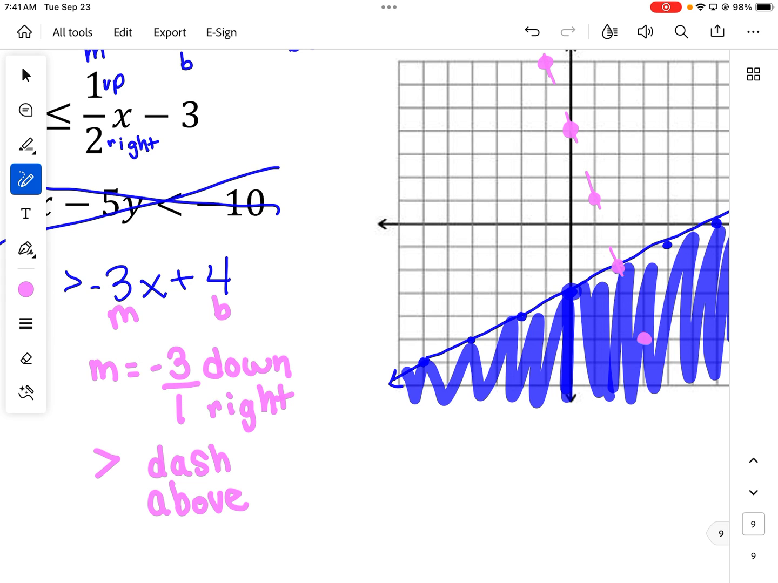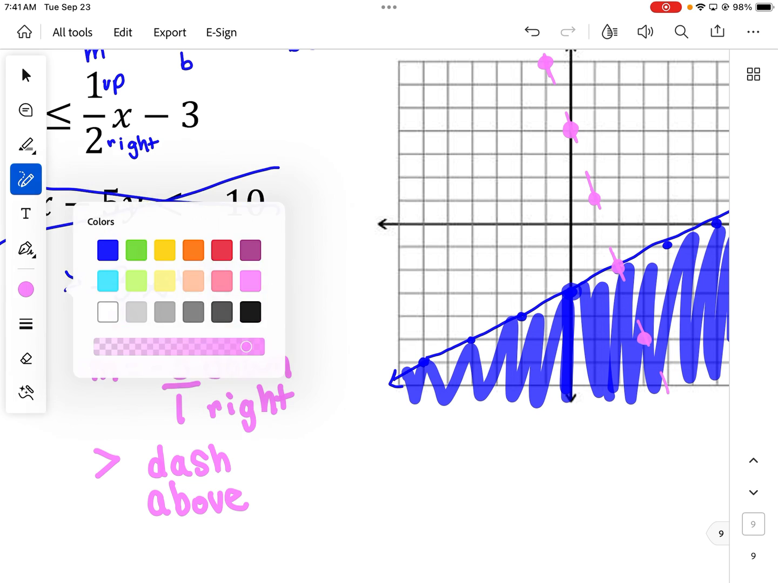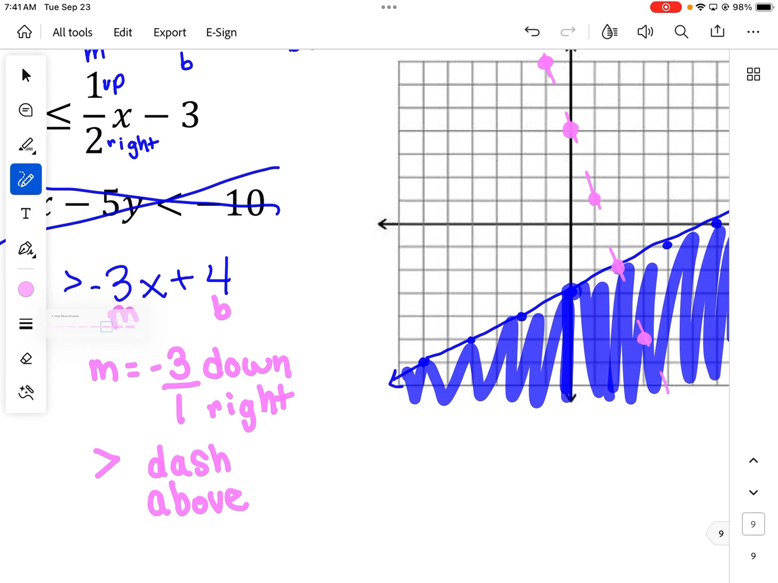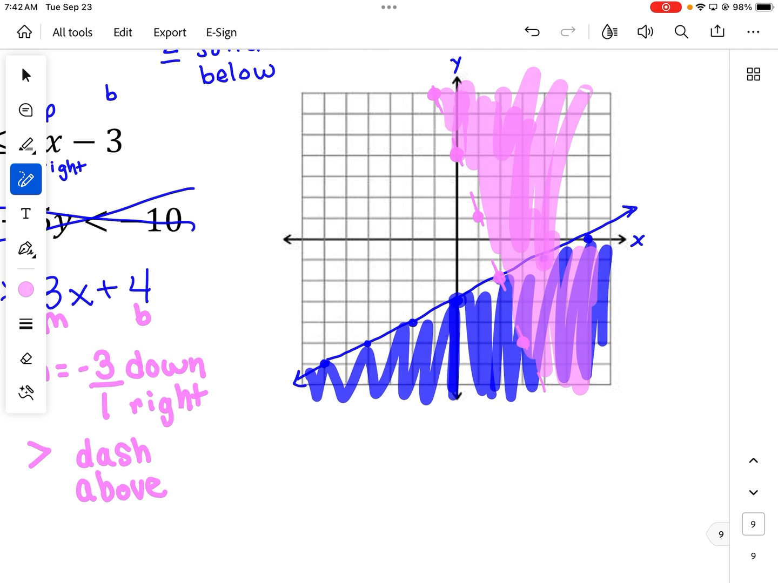So get your straight edge again. Draw yourself a dashed or dotted line. Then we need to shade above. So we go to our y-intercept. Here's our y-intercept. And then we shade above. So it's all of this area, all of it. There we go.